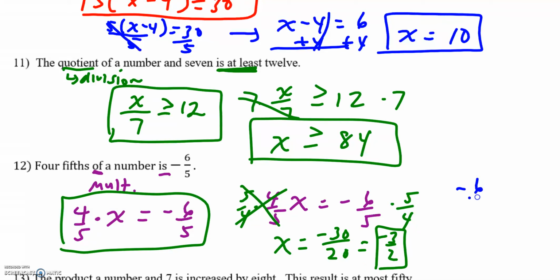Now, some of you might have noticed here, though, if I rewrote the problem, that the 5s could have crossed out right away. You could have gotten negative 6/4, divided that by 2, and still had negative 3/2.